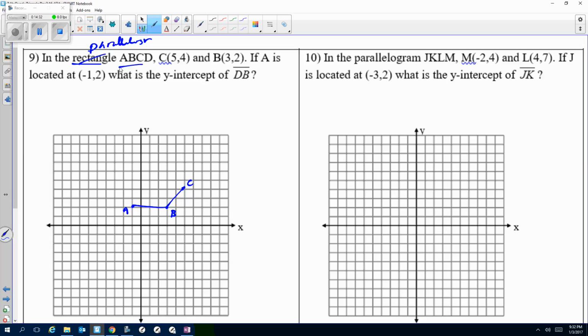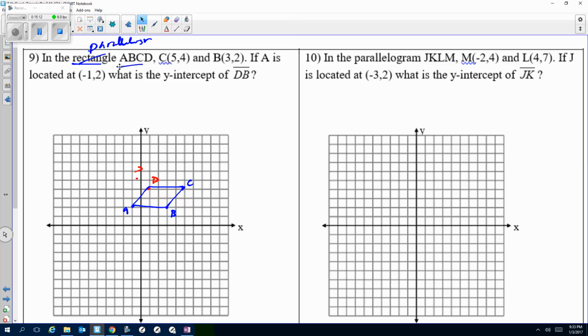We need to get the D point. So see if you can remember how to do that. Use your slopes. Look right here. D would have to be somewhere over here. Look at your B and C. I want to keep that same relationship. Hopefully you saw it as being right there, so that we have that parallelogram. Okay. Now, they want us to find the y-intercept of DB. Okay, the y-intercept of DB.